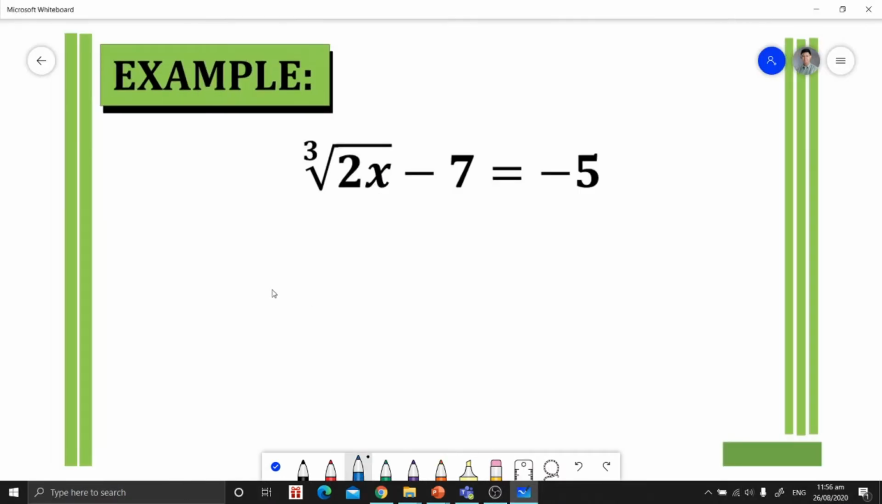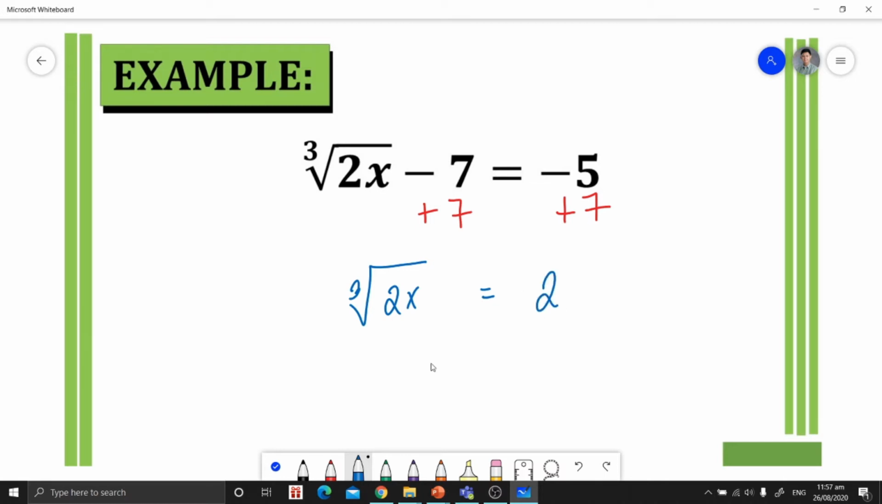Okay, let's have another example. For example, we're given this equation. First step is for us to isolate our radical term. In this case, we need to isolate the cube root of 2x. In order for us to isolate that, we need to use the addition property, so we add 7 to both sides. So we will have the cube root of 2x is equal to positive 2.